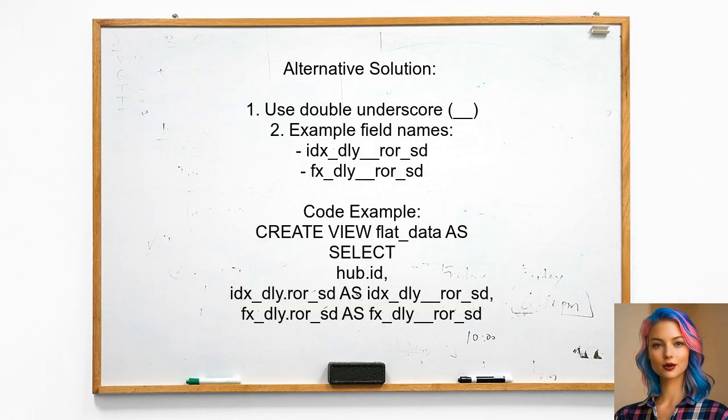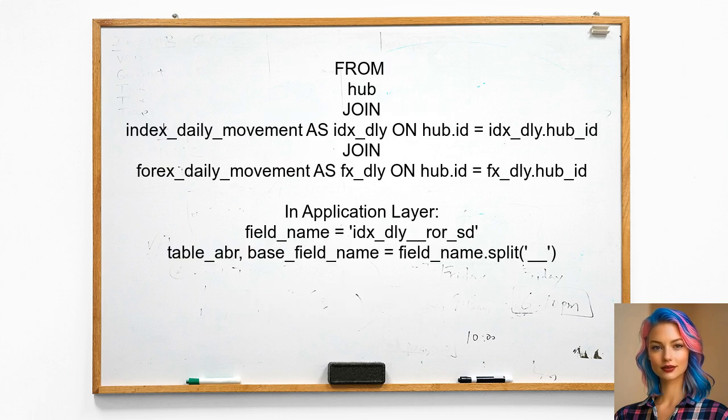In response to the question about alternative delimiters, this user has decided to use a double underscore. They find it nicely parsable and suitable for their needs. For example, they create a view with fields like IDX_DLI_RRSD and FX_DLRSD. This allows them to easily split the field names in their application layer.